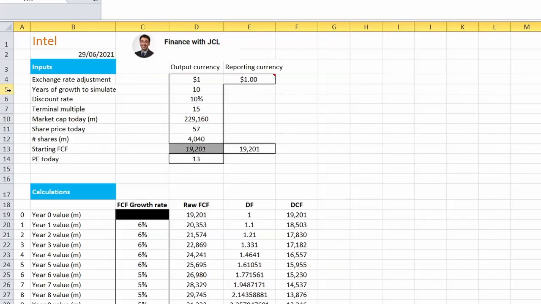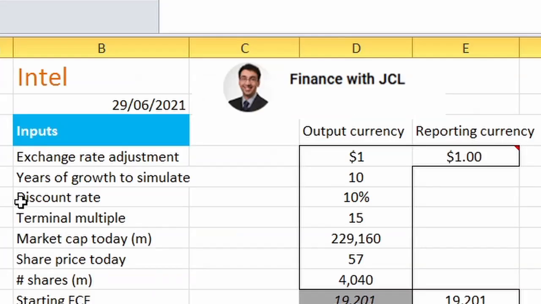The general rule of thumb on a discounted cash flow is a 10-year simulation, but you may choose to use different durations of simulation, perhaps if you know you're going to sell a company earlier. And then the very important measure here is the discount rate.